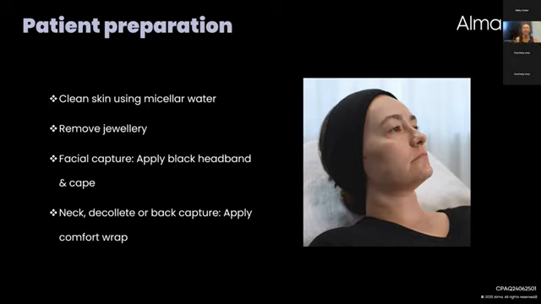So I can show you an example of if a white t-shirt or a white headband is worn instead of a black, it will make some of the filters completely ineffective because it's just going to absorb all the light. So the black headband and black cape for facial capture. And then if we want to capture décolleté or neck, we obviously want to clean and prepare the area as per the face. And we have a special comfort wrap, which is like a towel that comes with the system with elastic, which they can use to ensure that they're modest.